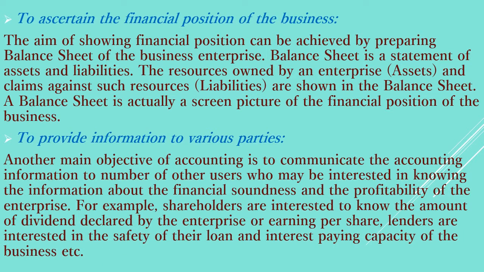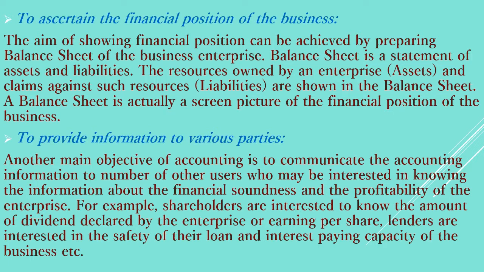For example, shareholders are interested to know the amount of dividend declared by the enterprise or earning per share. Lenders are interested in the safety of their loan and interest paying capacity of the business. So accounting not only gives information to the owner and the manager themselves, but it also gives information to external people who are attached with the business, like shareholders.